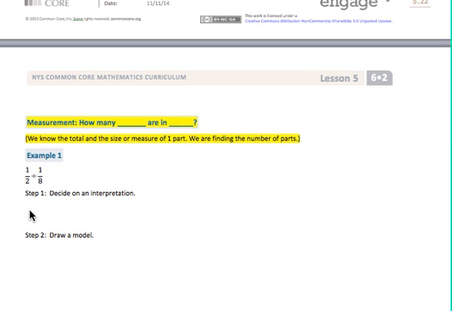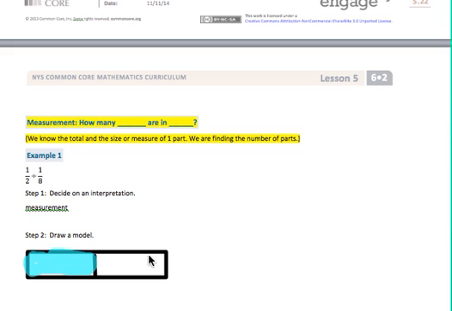So in our example, we are going to decide on the interpretation. In this case, because we're in lesson 5 and we're working on measurement, we'll actually be working on a measurement problem. Then we would draw a model showing 1/2 divided by 1/8. So my model, first of all, shows 1/2. And I know that there are 4 8s in 1/2. So I'll need to divide. In order to divide it into 8s, I would divide my half into 4 pieces. And I know then that each of those pieces is 1/8.